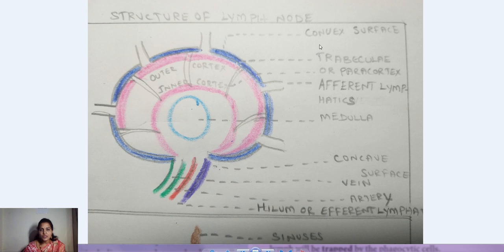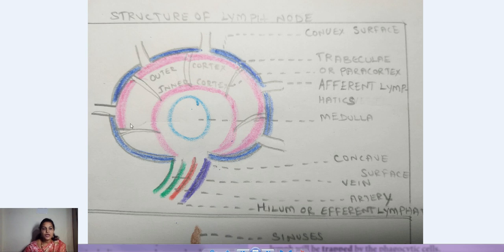Here in the convex surface, one vessel-like structure is there, and next to this convex surface, you can see I marked it in blue color. This is the capsule. From this, partitions arise from this structure, and we call them the trabeculae.